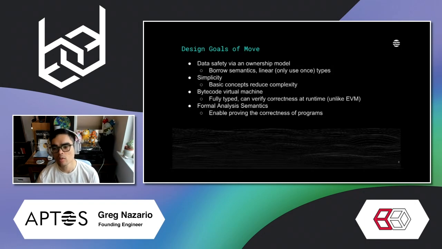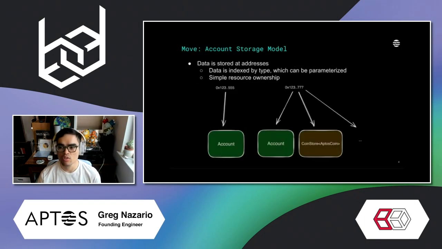I first want to talk a little about the two main storage models on Aptos. A lot of people ask about the way that different things are stored and built upon Aptos, so I'll go over them. The account model here, as you can see, is a simple solution where data is indexed by type. It can be parameterized, where you have a specific generic type that's put on it, but it's easy and simple to have that resource ownership.